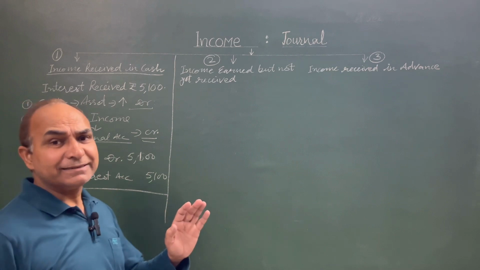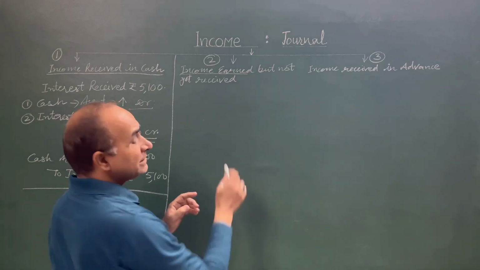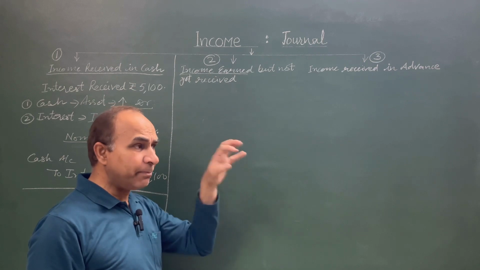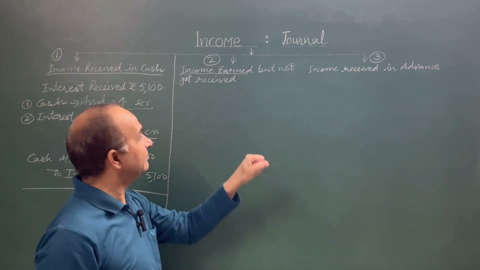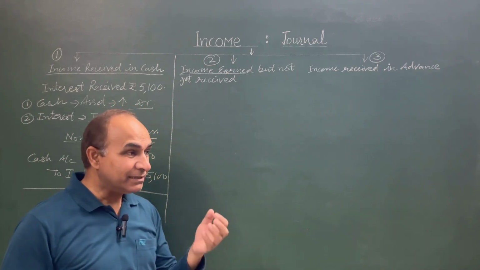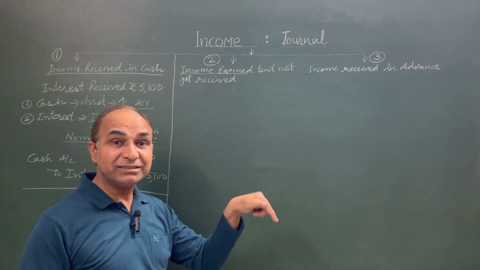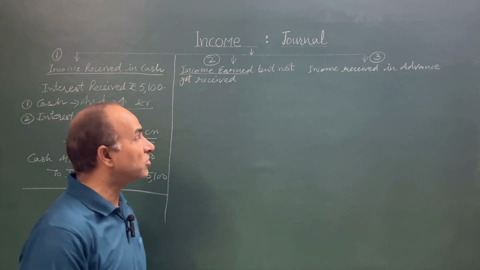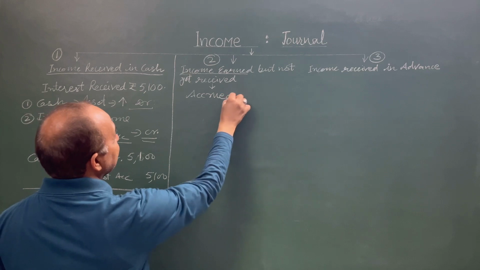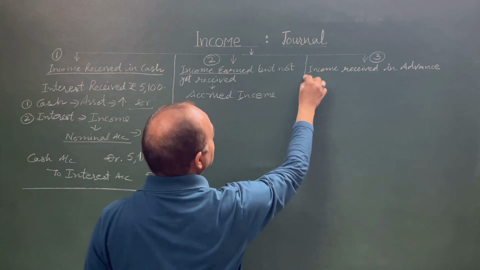Now come to the second case, very important one, income earned. Income earned means we are entitled to claim that income. That is our income. On that part, we are entitled to claim, but not yet received in cash. It means that is our income. We have earned that, but not received in cash in the current accounting year. And this is called accrued income, friends. Accrued income.